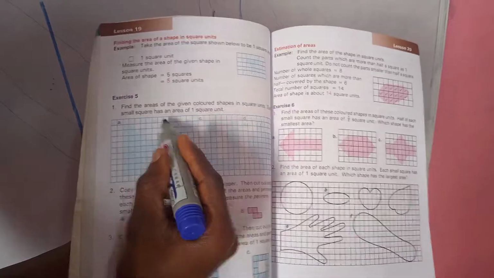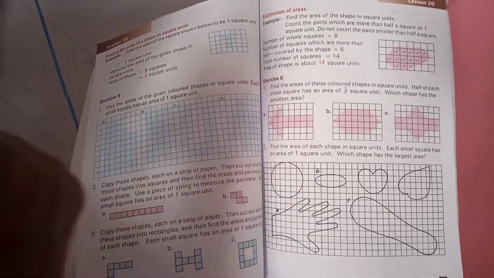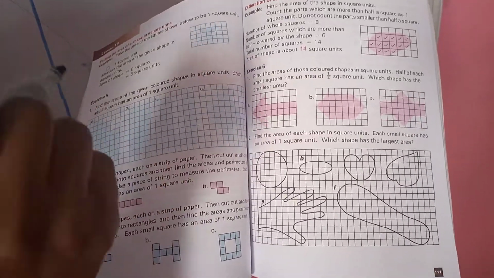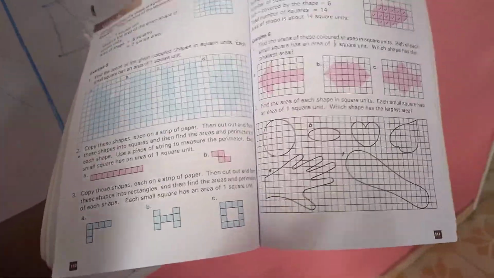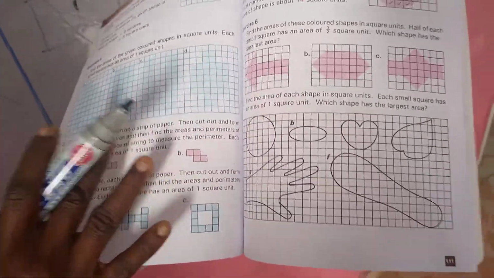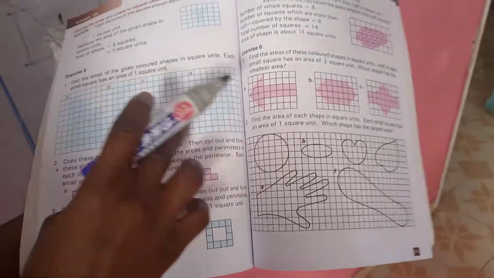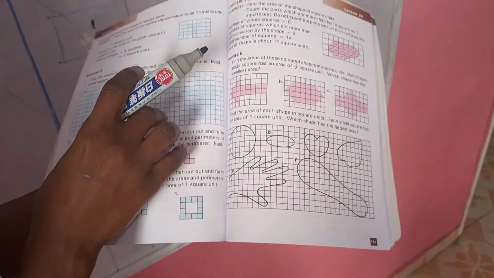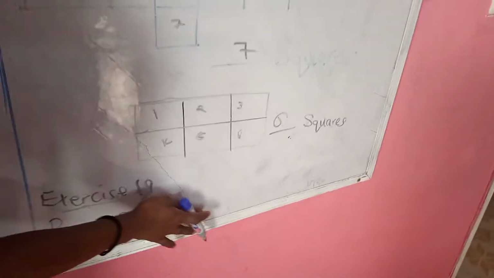I've done number 1A. Now you are going to do number 1B by yourself. You are going to do number 1C, number 1D. Remember, this is how you are going to get the answer. Count the colored shapes in square units. Then do number 2 and number 3. That is your exercise, and make sure you do it in your mathematics notebook. But you don't need to draw anything in number 1. You just have to count the number of the squares and write the answer in your mathematics notebook.